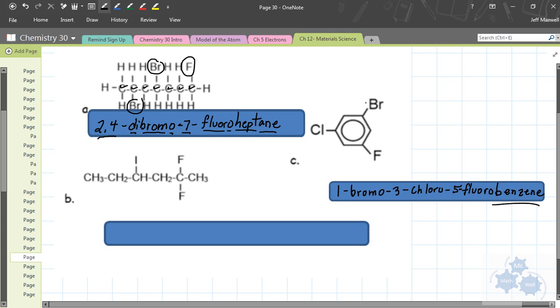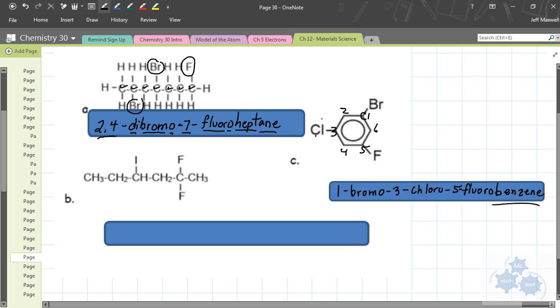We start with bromine again, alphabetical, so this is the 1 carbon. Okay, that's carbon 1. So 1-bromo. We've got to go to chlorine next, so we count this way: 2, 3. 1-bromo, 3-chloro, and then 4, 5-fluoro, benzene. And of course this 6 carbon cyclo chain, circle, with this circle inside, that's the benzene. That means that's the delocalized hybridization of orbitals, right?